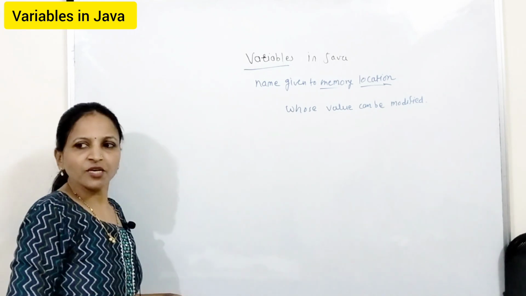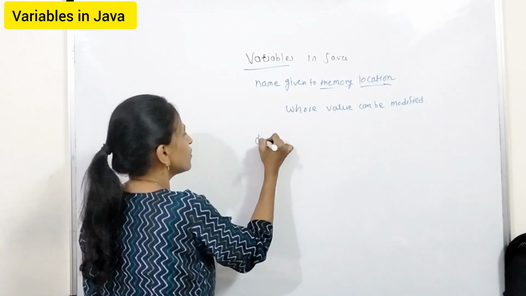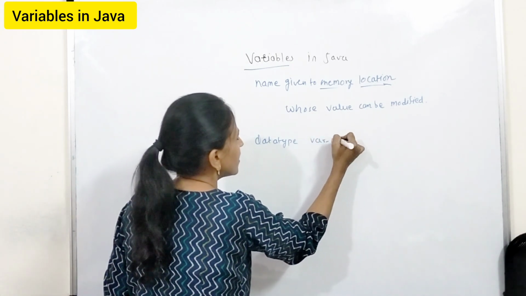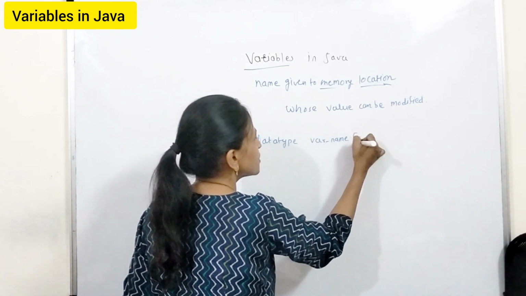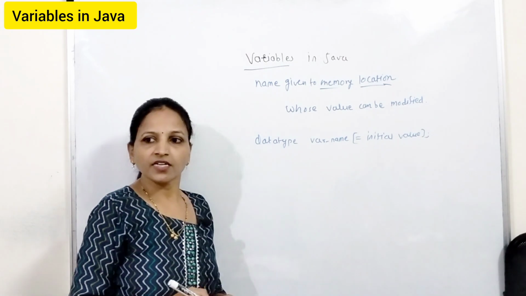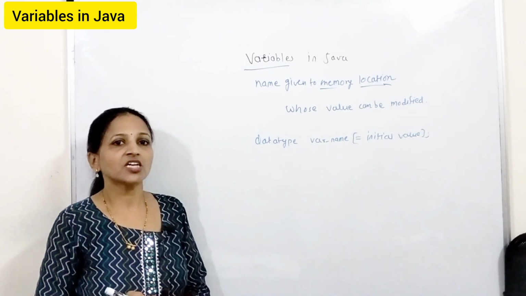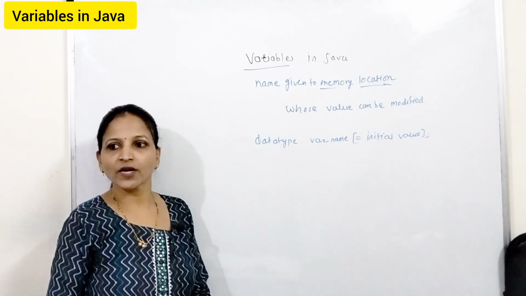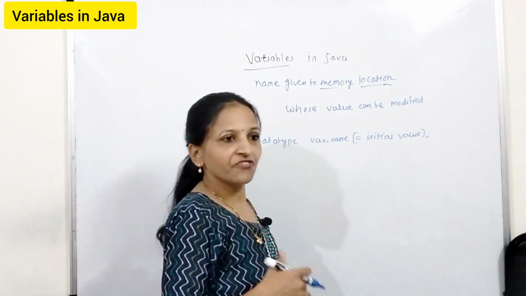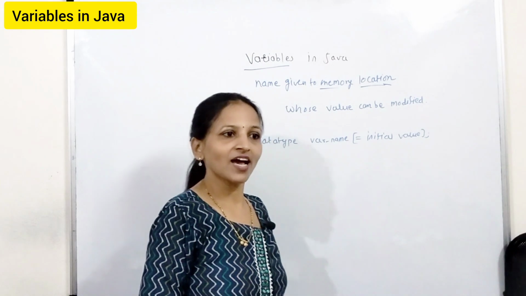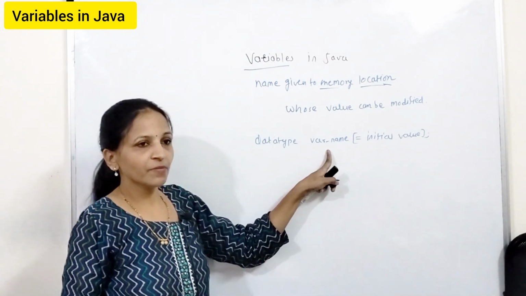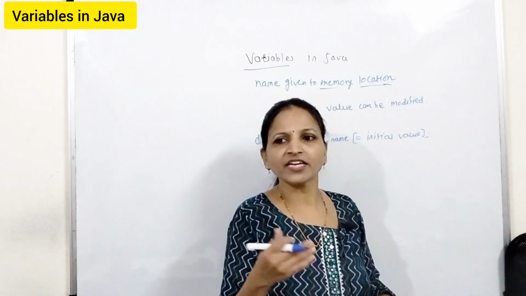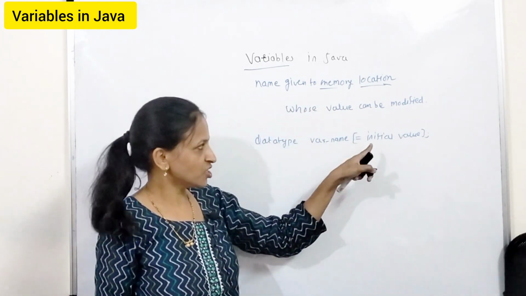Now how to declare a variable? The simple way is you have to write the data type, then give the variable name, and equals to an initial value, which is an optional part. Any data type you can mention, like integer, character, float, double, long, boolean, or any reference type, meaning any class name. Then the variable name, where you can give any valid identifier name, and if you want to give an initial value, then you can specify it.